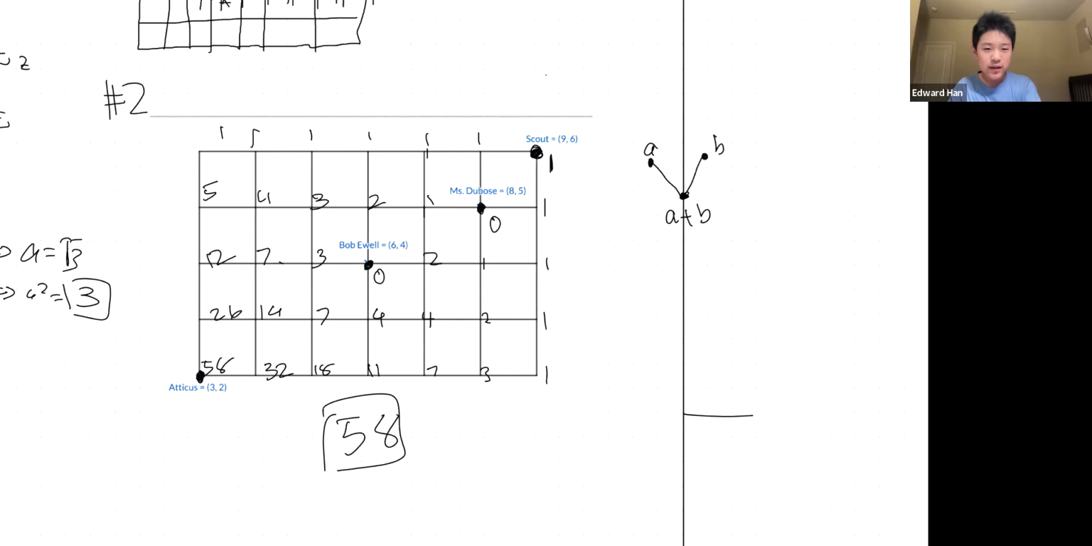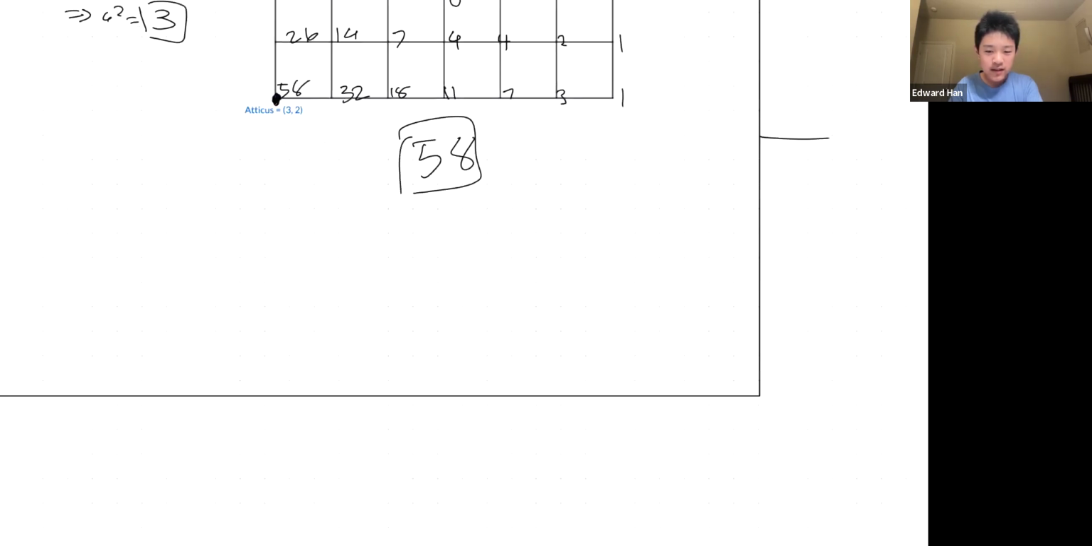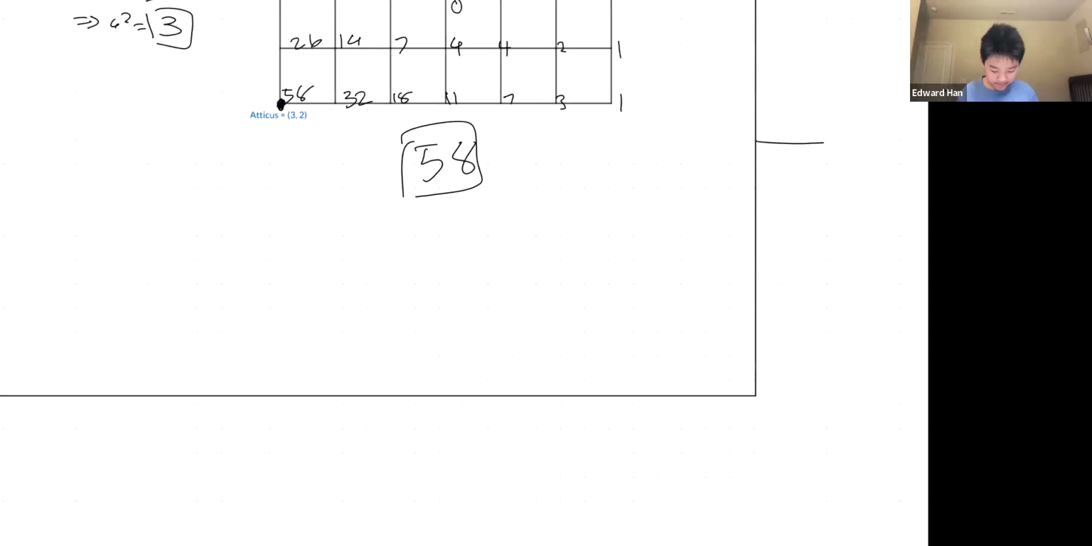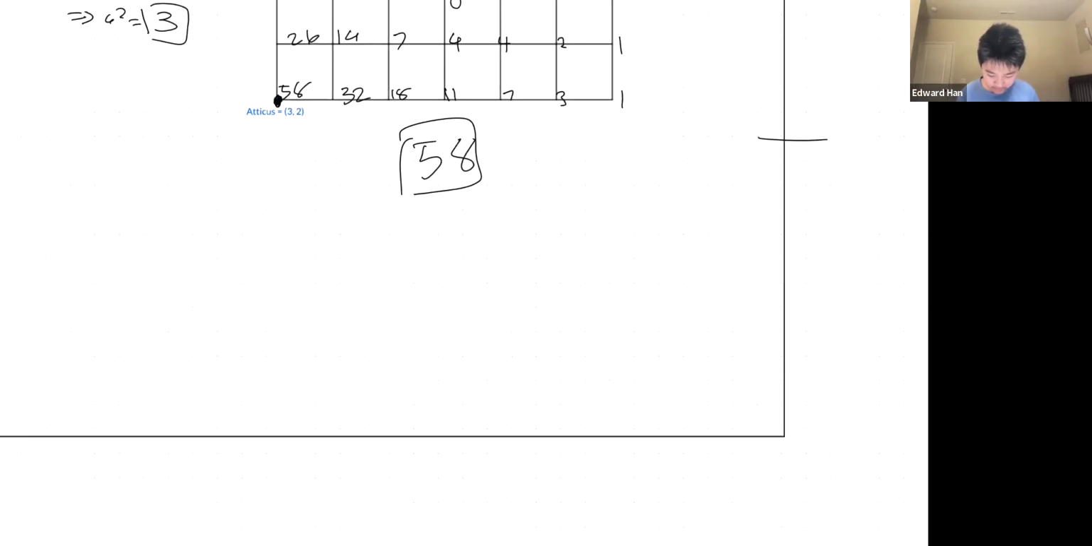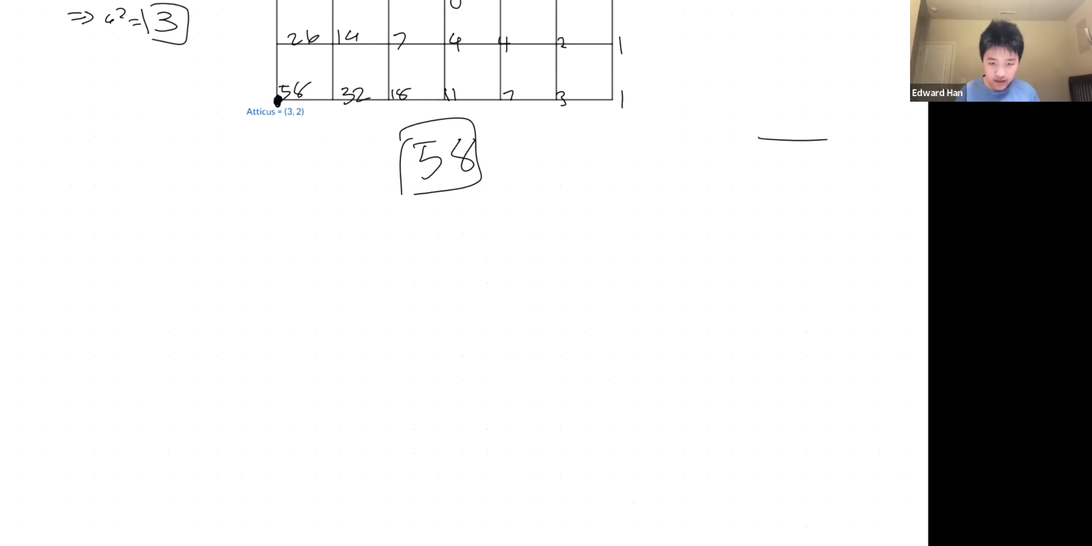So for the next problem, we have a diagram. I can actually just draw that diagram, I think. Wait, let me. Okay.